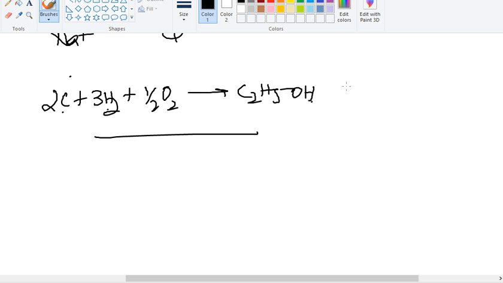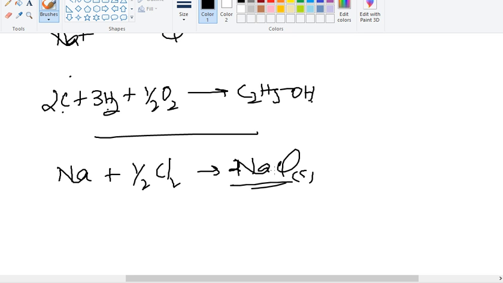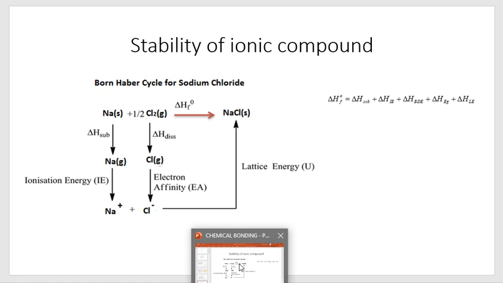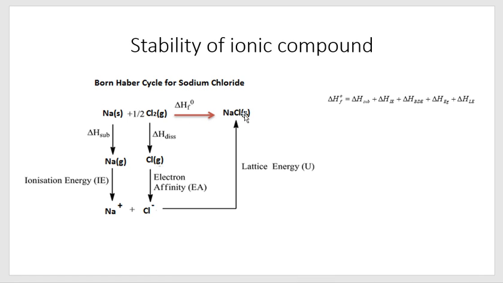So in case of sodium chloride, we can easily understand that 1 mole of sodium and half mole of chlorine gas will give 1 mole of NaCl solid. So 1 mole of solid sodium and half mole of chlorine gas will give 1 mole of sodium chloride. In this reaction, this is called enthalpy of formation because their natural states are these.